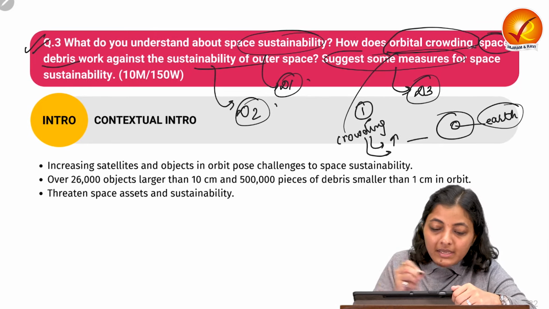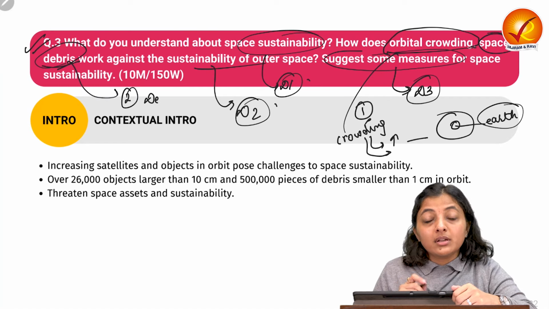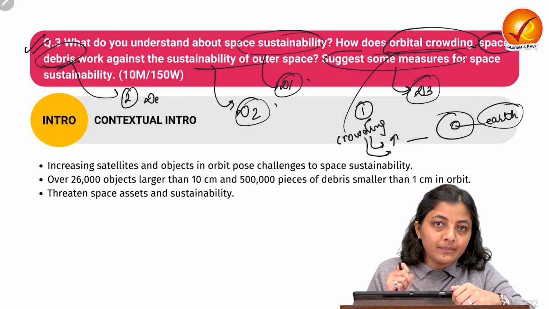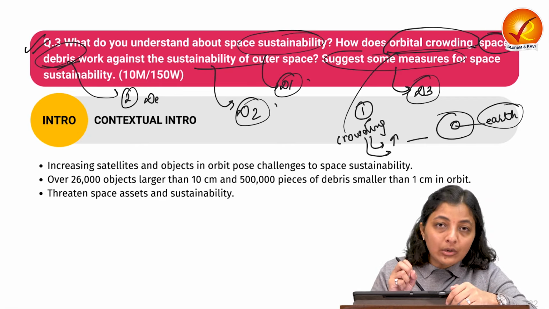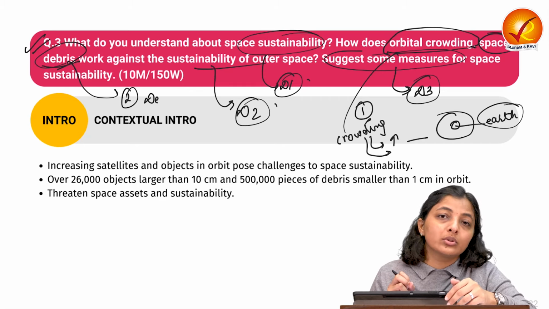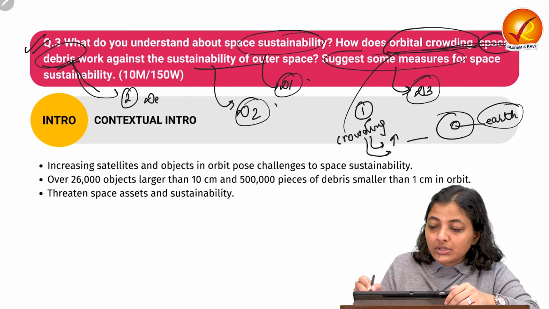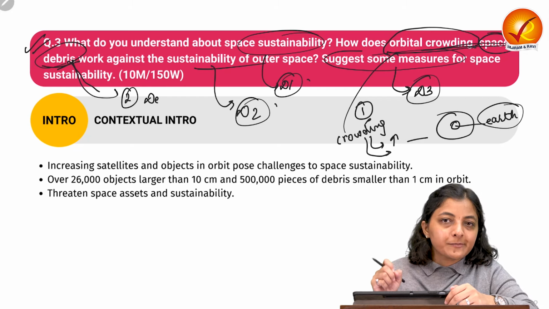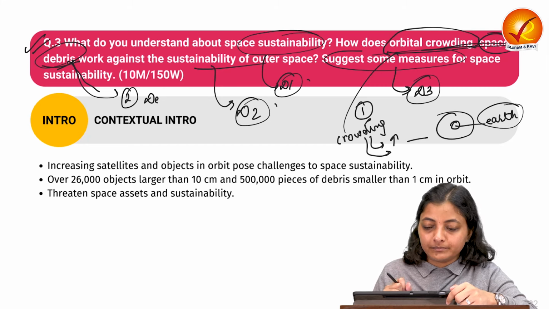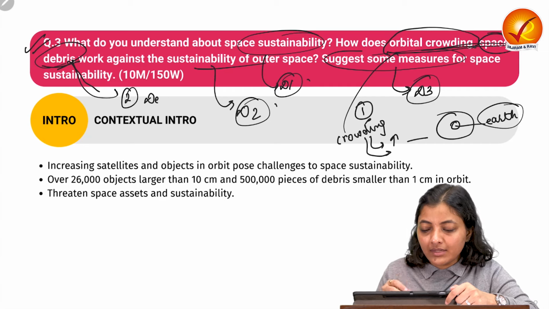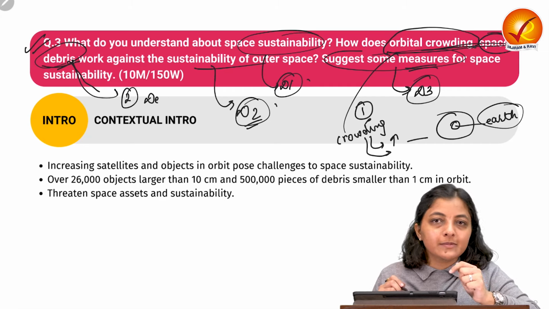Next is space debris. Space debris is the unused space objects, whatever is left in space which is not required now and which cannot come back to the earth. So these two things, orbital crowding and space debris, work against the sustainability of outer space. How? We will write this in demand 2. Next, we need to write about the measures for how we can ensure space sustainability.